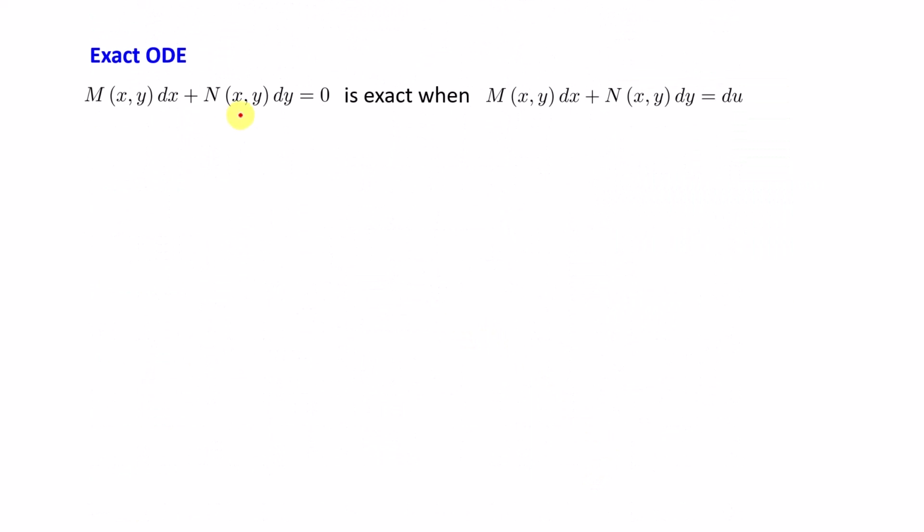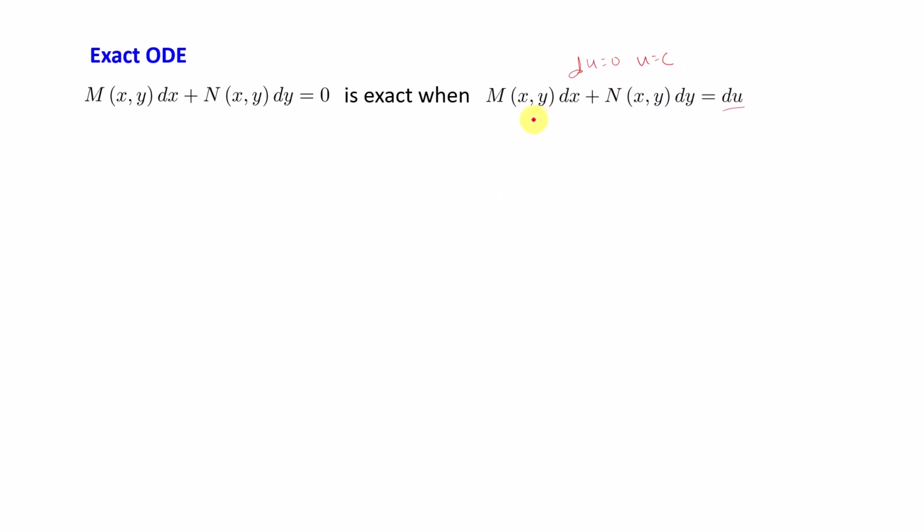The second type of first order ODE which we can solve analytically are what we call exact ODEs. They are of the type M dx + N dy = 0, where M and N are both functions of x and y. This equation is called exact when M dx + N dy is equal to du, where u is some function of x and y. In such cases, we can write du = 0, which means u = constant will be a solution of this equation.